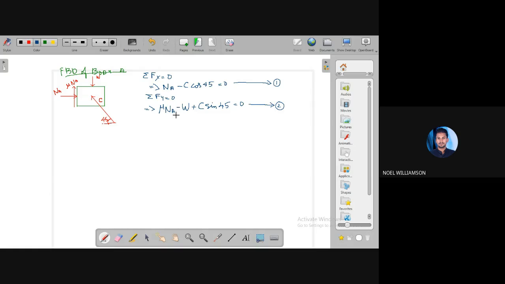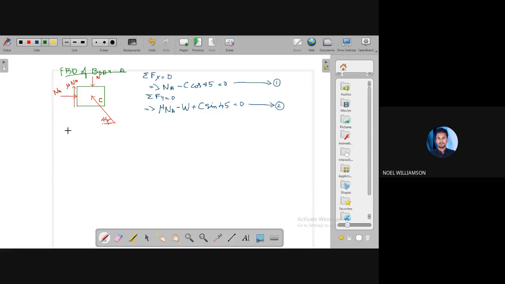Here you can see you have two unknowns, that is NA and C for the first relation, and for the second relation you have three unknowns, that is you have C, W, NA and mu. Sorry, four unknowns you have. Okay, so we will consider the free body diagram of B too.